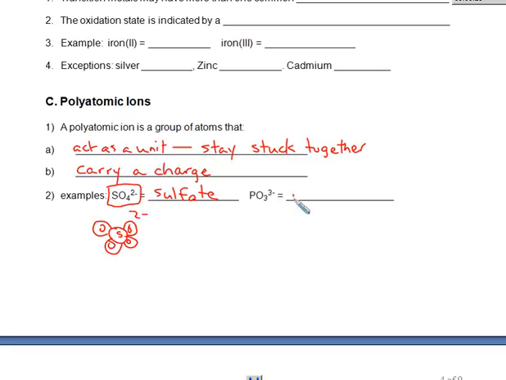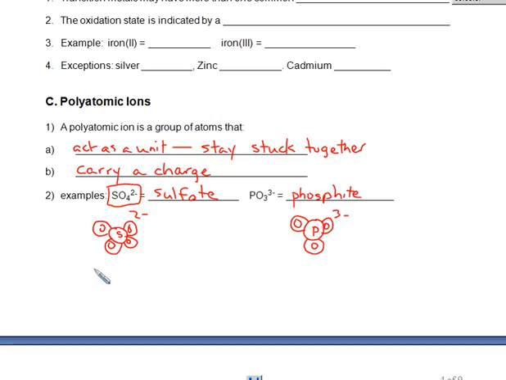Phosphite is another one. Phosphite has a phosphorus in the middle, and then it has 3 oxygen atoms attached off of the phosphorus. And the whole thing carries a -3 charge.